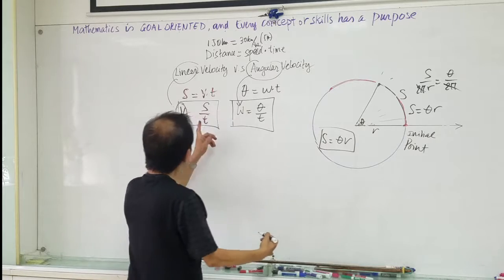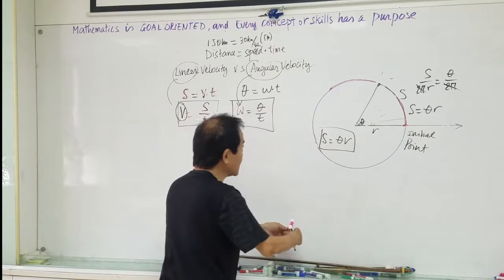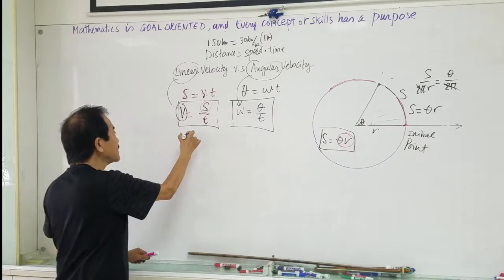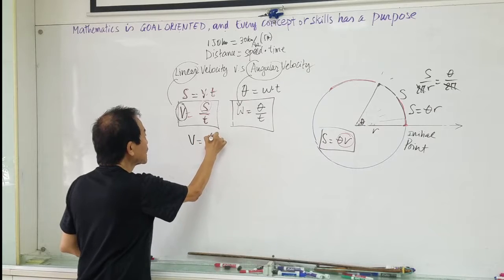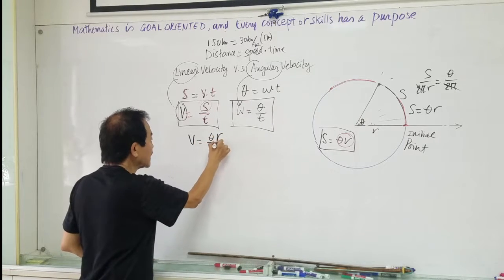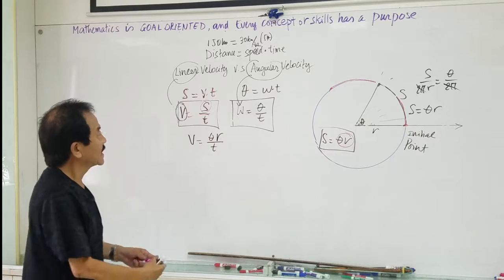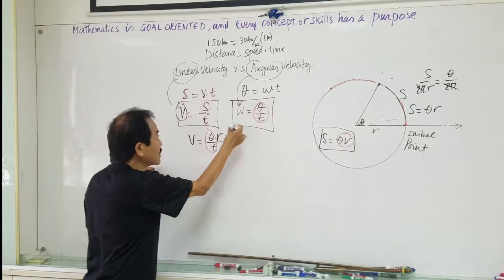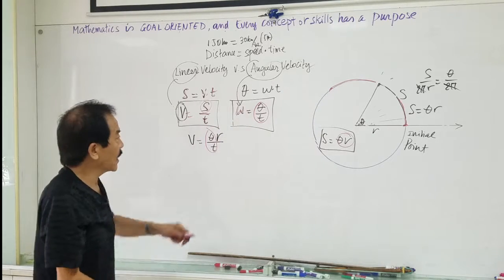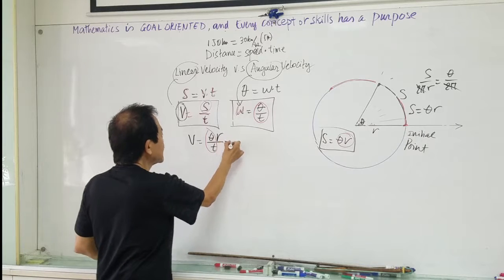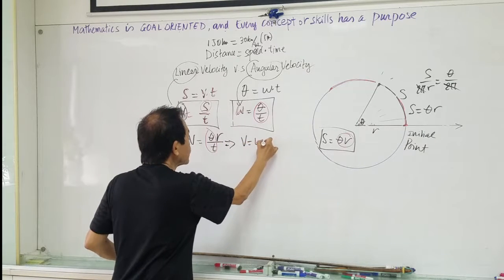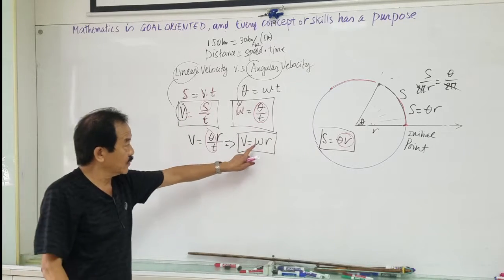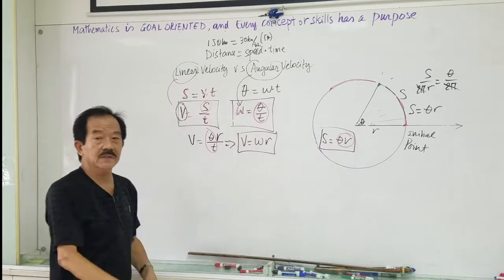So I just want to try to connect this to that. We substitute this for s here. So now my velocity becomes v equal theta times r divided by t. Now look, what does that mean? Theta over t equals w, so I just substitute w here. So finally, I have v equal w times r. That is the relationship between angular velocity and linear velocity.